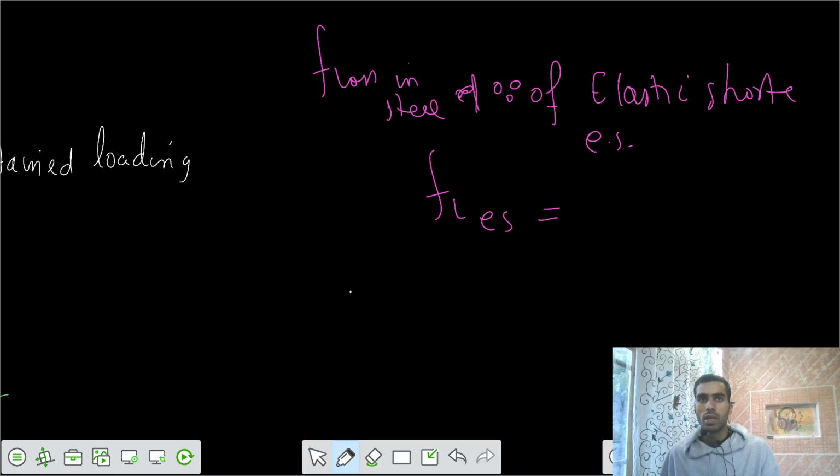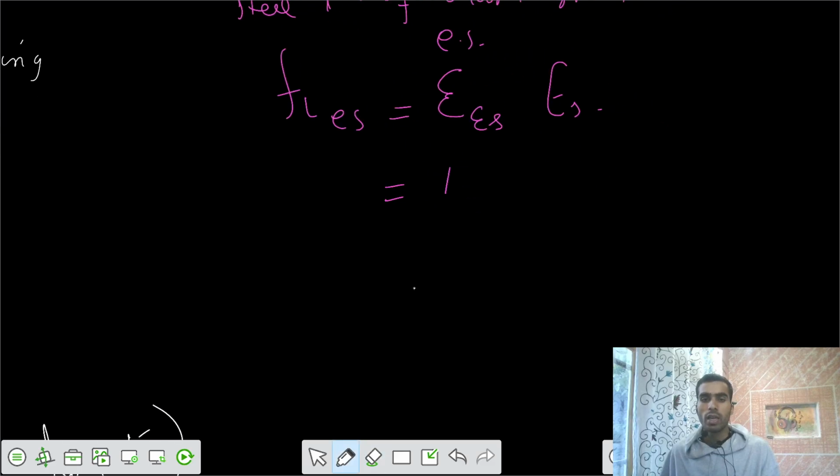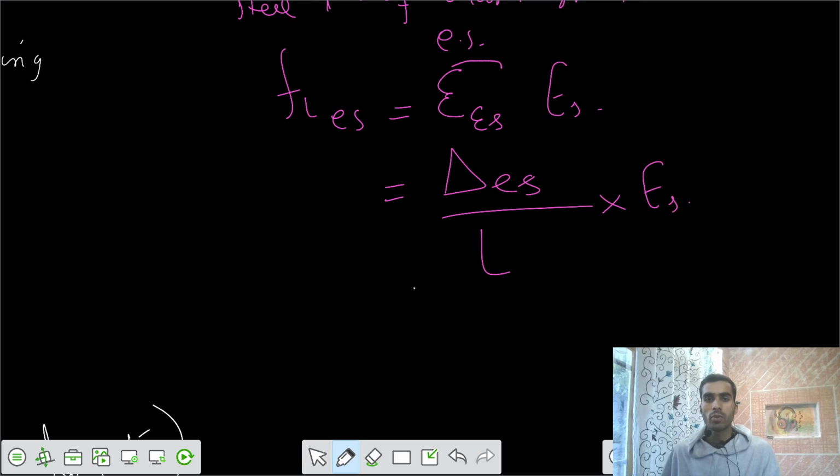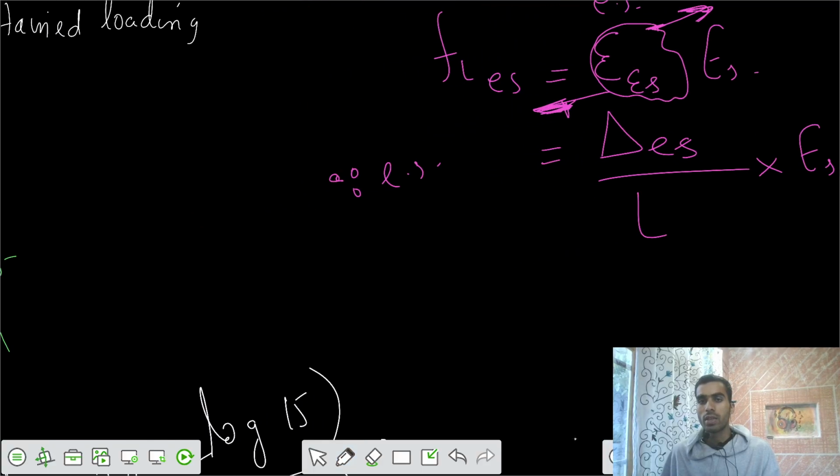That was the strain loss because of elastic shortening, multiplied by the modulus of elasticity. This strain was the deformation that happened because of elastic shortening, that is, the elastic shortening divided by the total length, multiplied by E, the modulus of elasticity. That is your loss of stress. So actually this is the elastic strain.